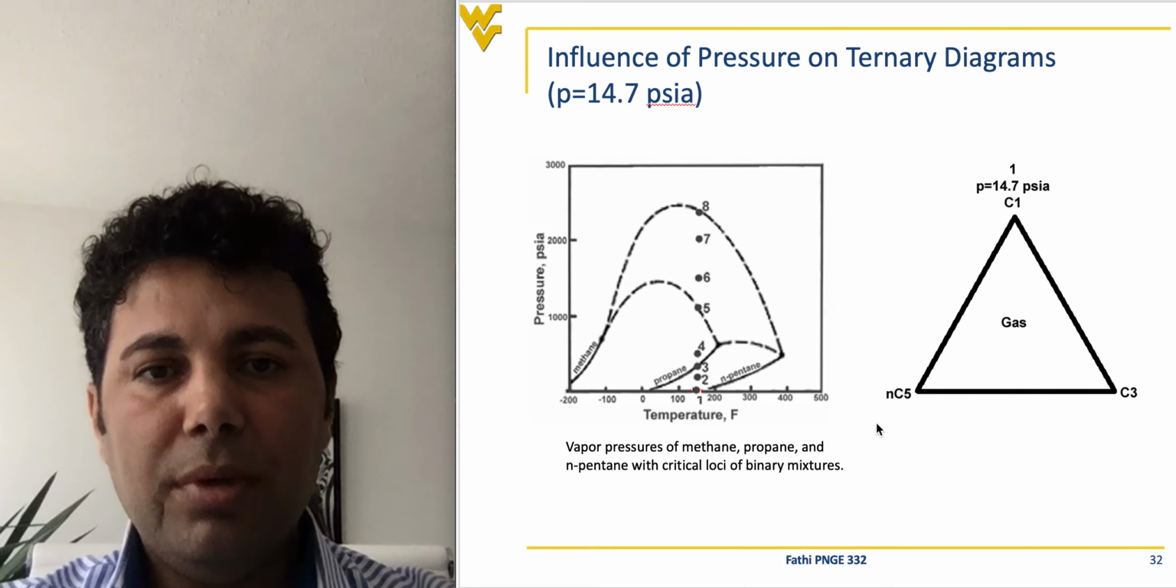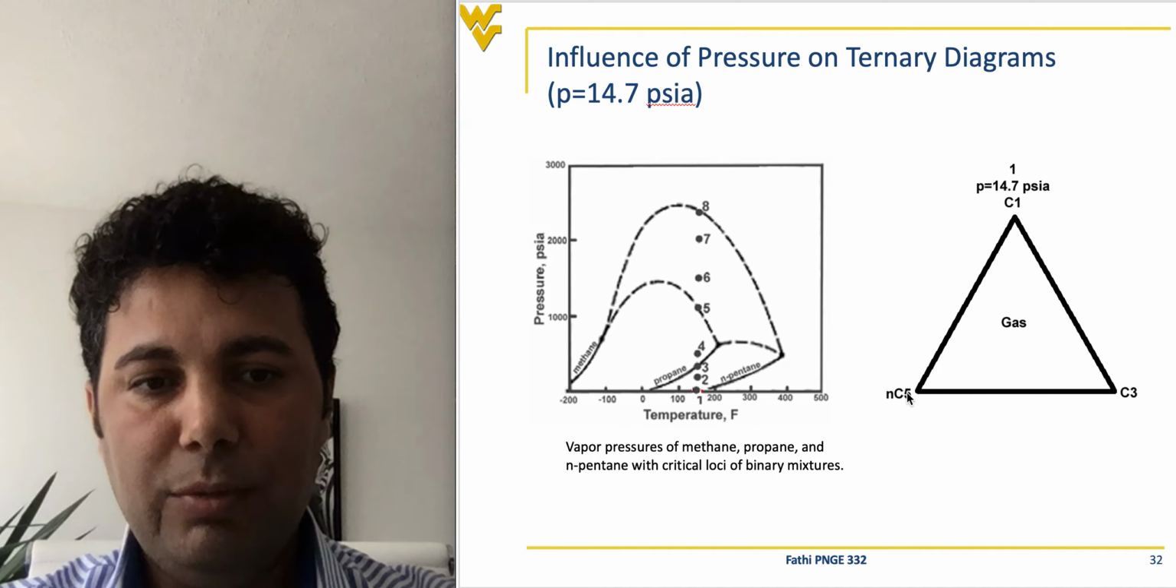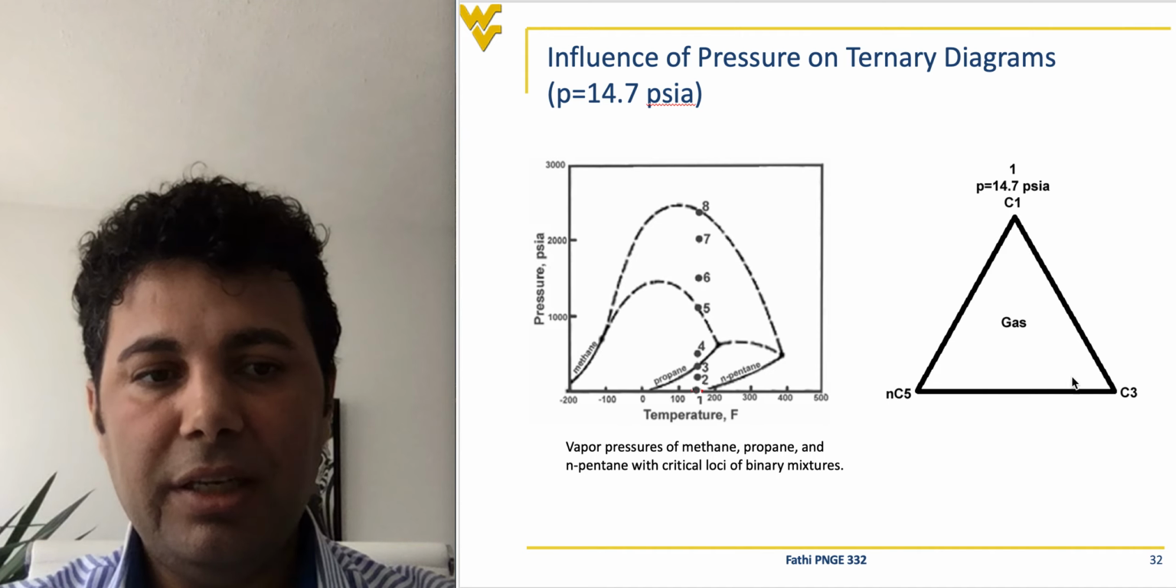For the ternary diagram, first off, we know it's a mixture of methane, propane, and N-pentane. So we draw the ternary diagram. We put the methane at the top and pentane, which is the heaviest component, in the lower left side, and this becomes my propane. So we have methane, propane, and N-pentane.